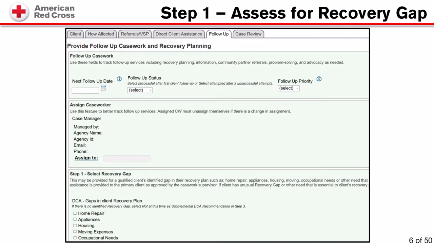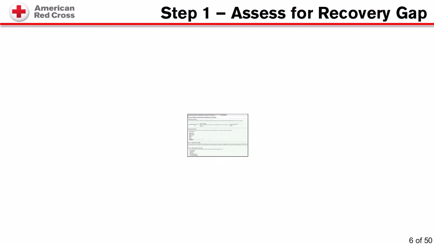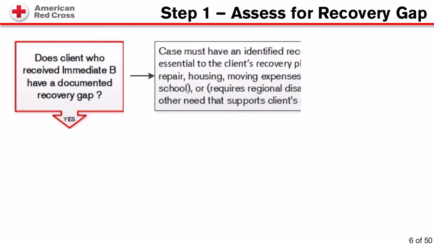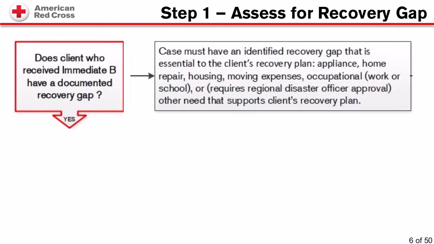Now it's time to screen for client needs to see if they are qualified for Supplemental DCA. If the client received immediate B, do they have a documented recovery gap? If so, you need to add or determine the one recovery gap that is essential to their recovery progress, and that there are no other resources available to fill the gap.